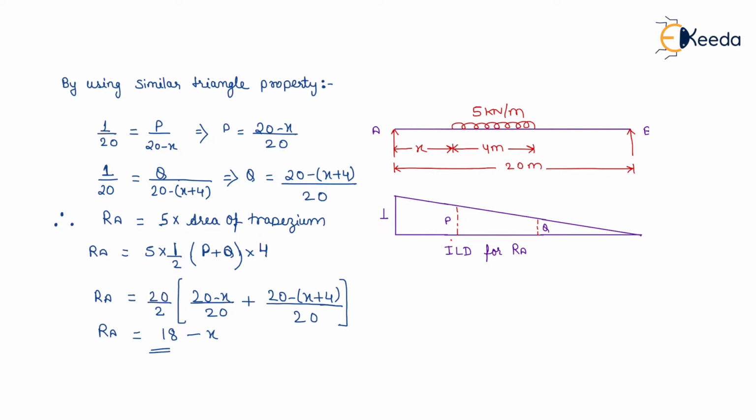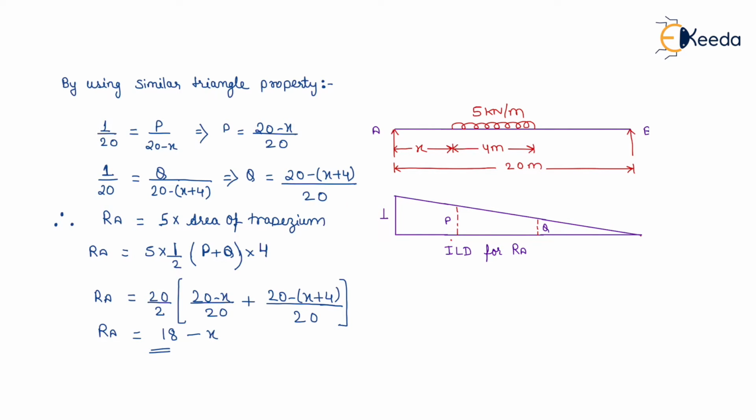Now we need to find the vertical ordinates P and Q at the starting and at the ending of the UDL. P and Q can be determined from the similar triangle property, which will be equal to 1 by 20 equals P by 20 minus x. So P will be equal to (20 minus x) upon 20. Similarly, we can determine Q also, which will be equal to (20 minus x plus 4) upon 20.